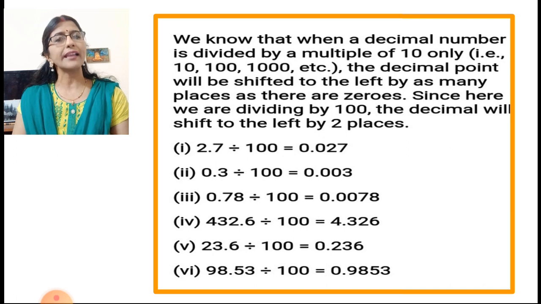So in one place, 2 is there. So the other place is empty. So we have to add a 0 there. So your quotient will be 0.027. And before the decimal point you can add a 0.